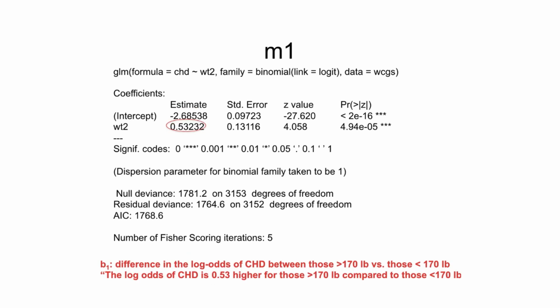What about the coefficient for weight? How is this interpreted? This coefficient tells us the difference in the log odds of CHD between those greater than 170 pounds versus those less than 170 pounds, and is interpreted as the log odds of CHD is 0.53 higher for those greater than 170 pounds compared to those less than 170 pounds. Or we can also say that those over 170 pounds have a log odds of CHD 0.53 greater than those less than 170 pounds.